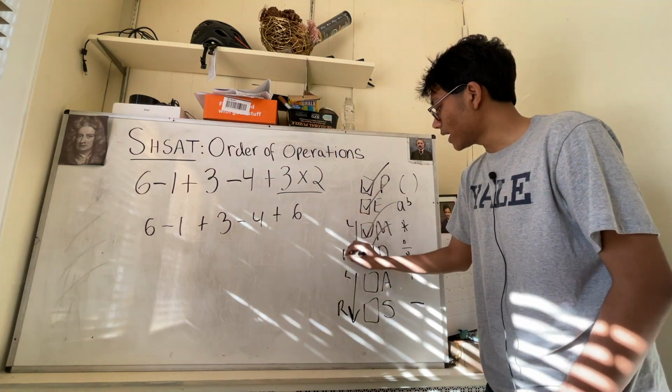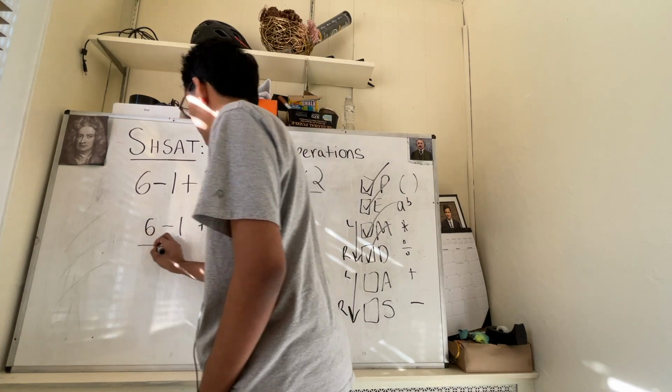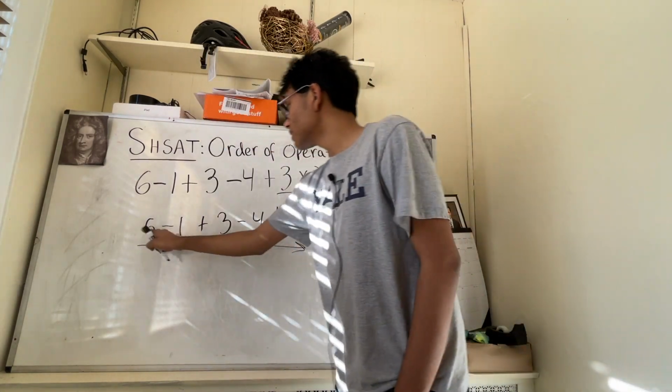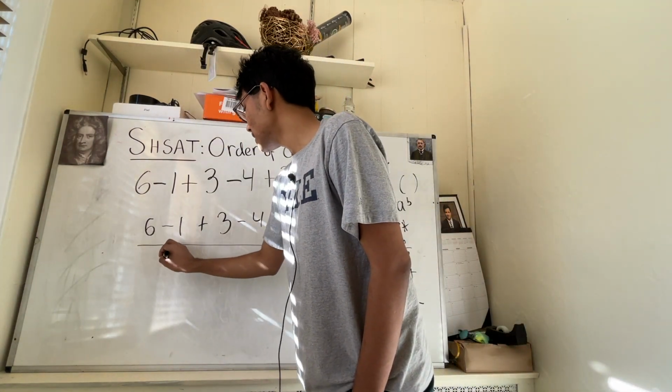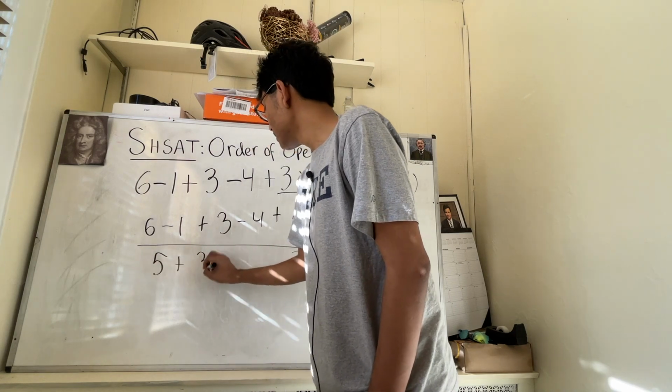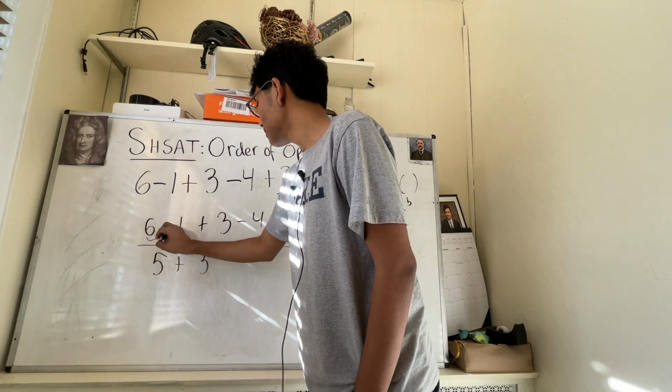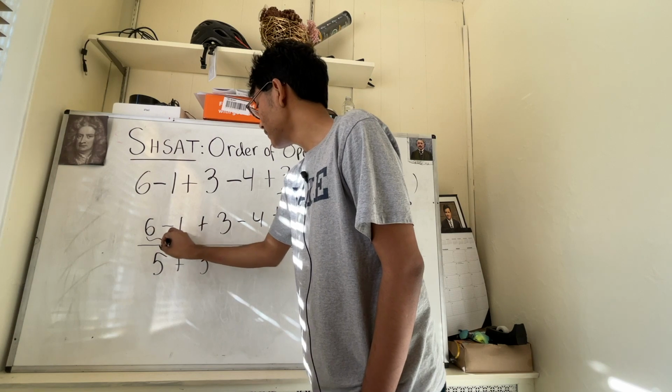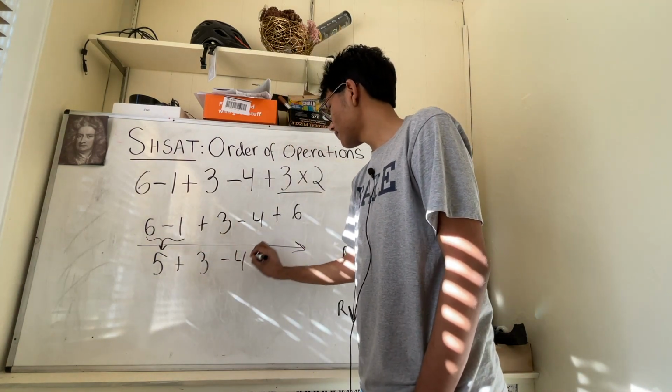From left to right. So almost like you read English, right? Do it left to right. So 6 minus 1, that comes first. That's going to become 5. Okay, so this becomes 5, and we're going to write everything else down.